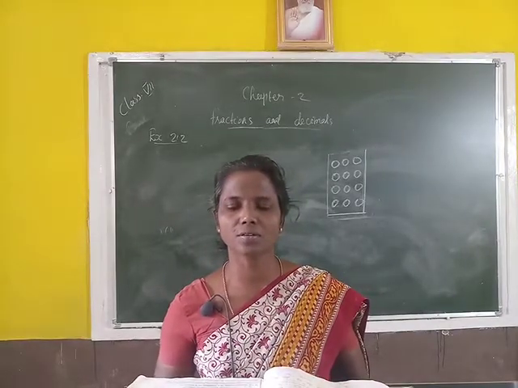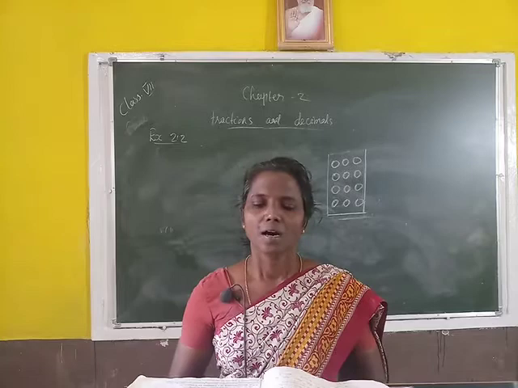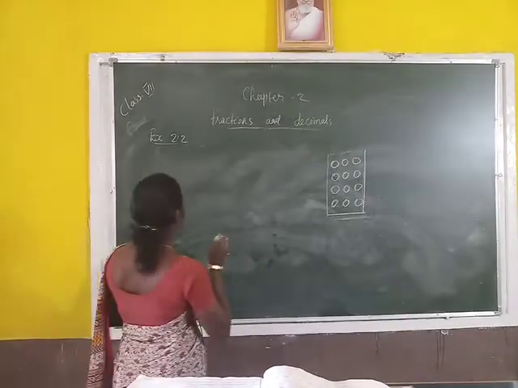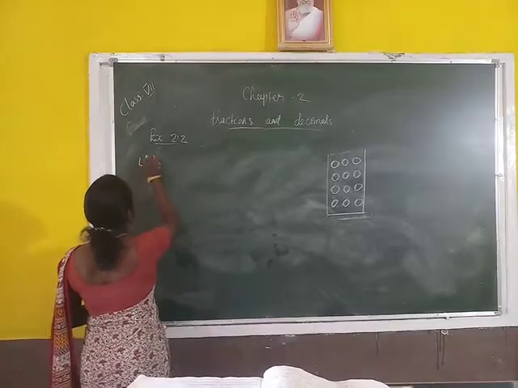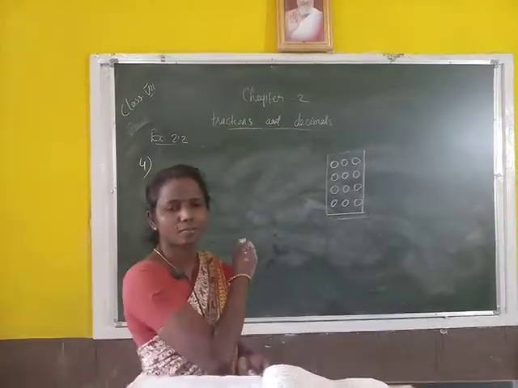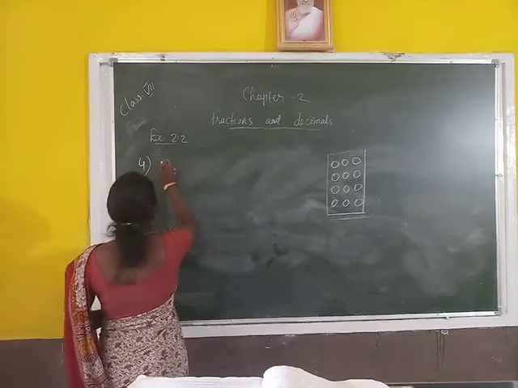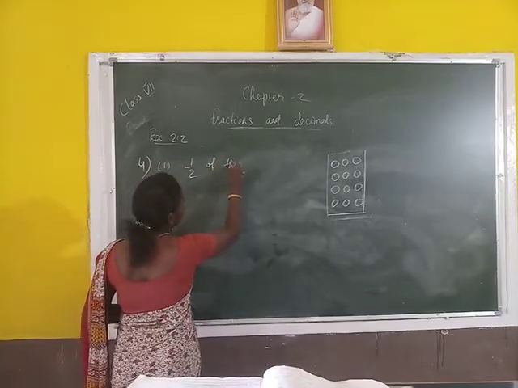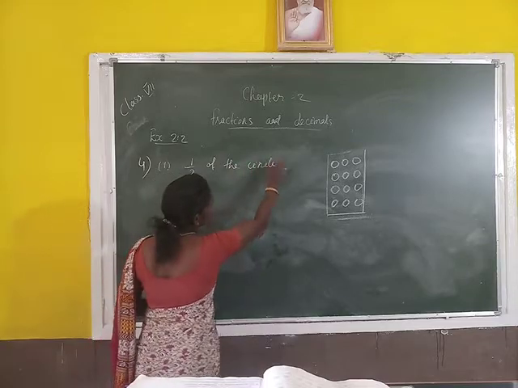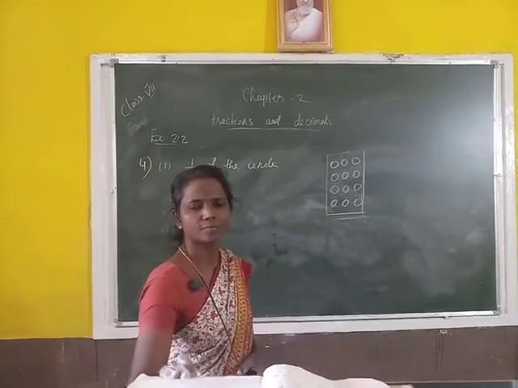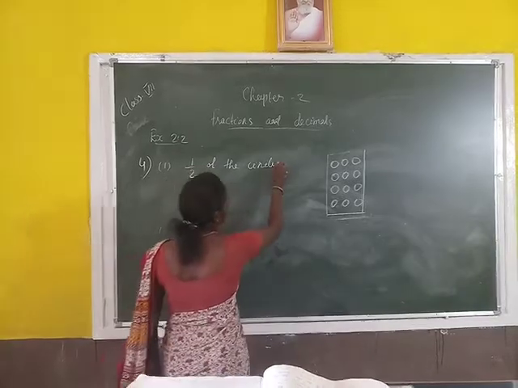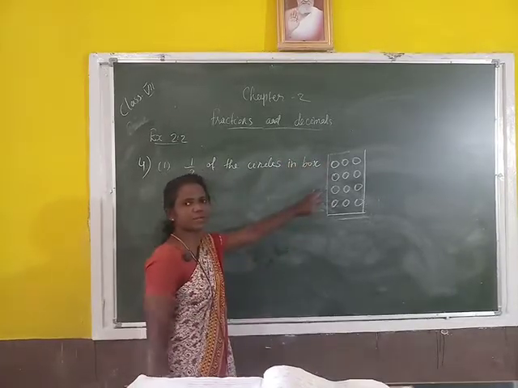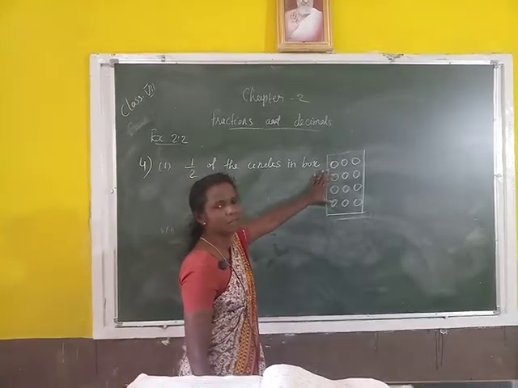Find out the first question. Look, shade half of the circles in the box. How to find out half of the circles? Fourth question: half of the circles in the box. In the box, look, how many circles? In the box total 12 circles.